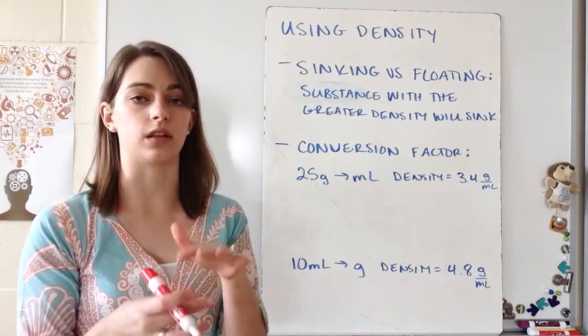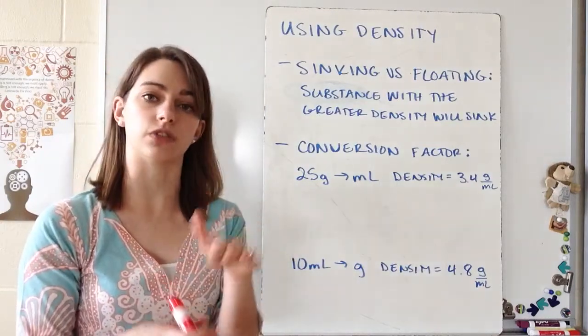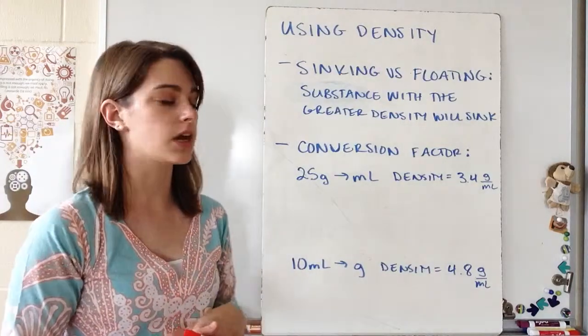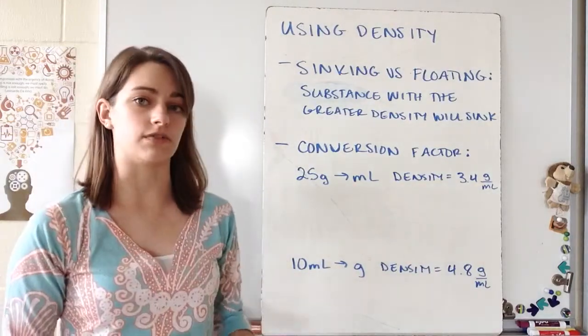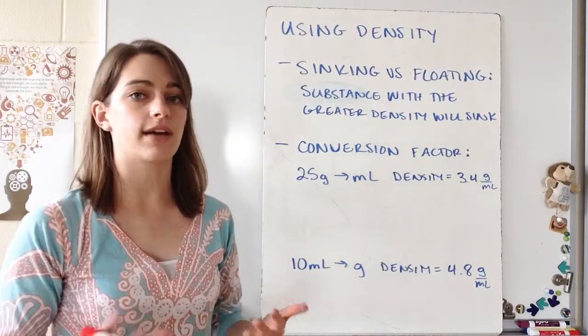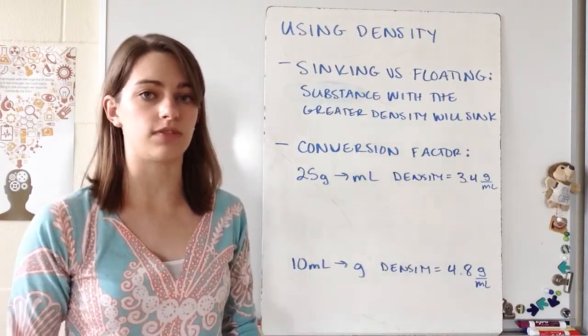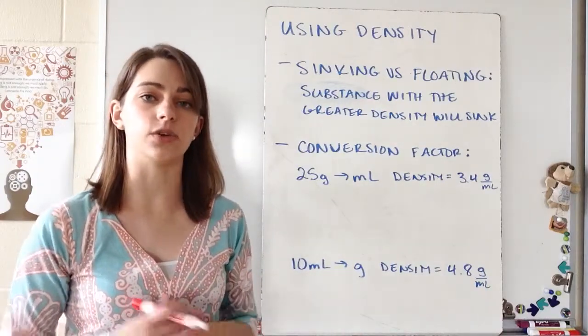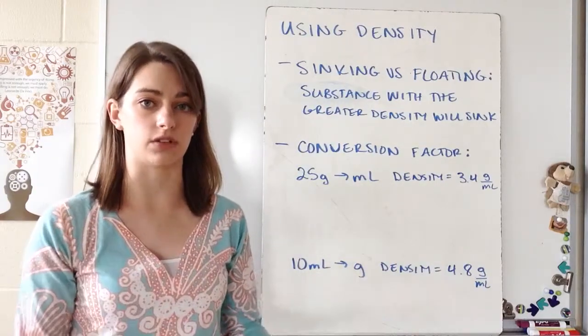Since the wood has a lower density than the water, the wood will float. So you can use density to determine whether something will sink or float. You can also use density as a conversion factor. So if you don't have the means to actually measure the volume of a substance or to measure the mass of a substance, if you know its density, you can convert between mass and volume.